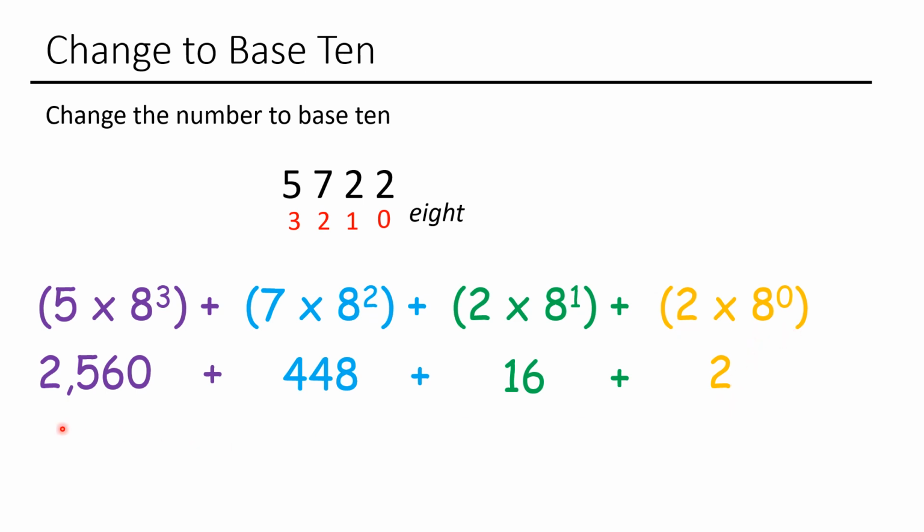So that's 2. Now take your calculator, add all of these numbers up. So add those 4 numbers up. Okay. So when you add all 4 of those numbers up, you get 3,026, and that is the number in base 10. So that would be your final answer.